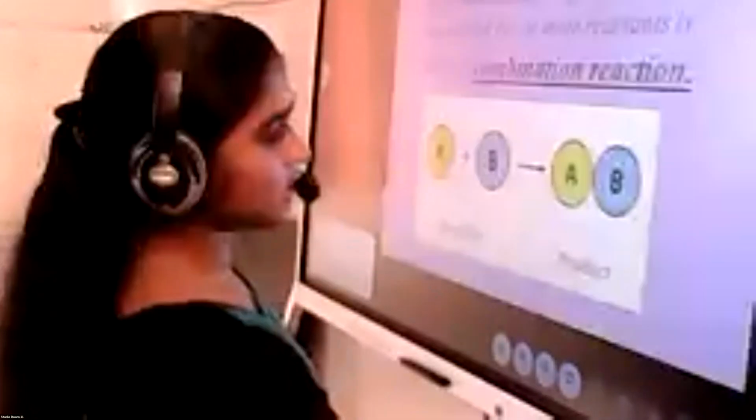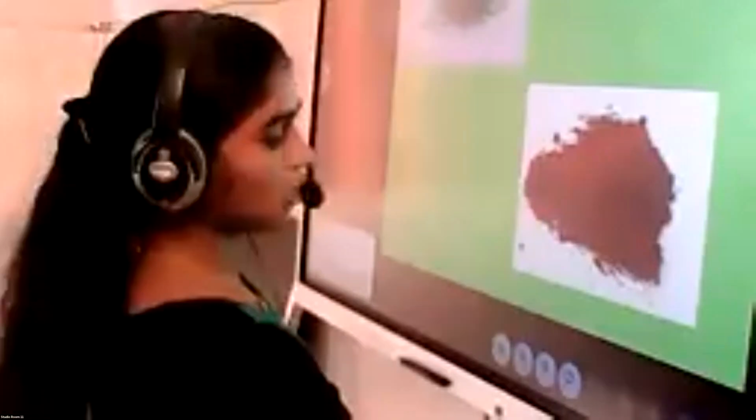Then which are the two types of ions? Cation and anion. Which is positively charged? Cation. And the negatively charged? Anion. Which are the two types of electrodes? Cathode and anode. Which is the positively charged electrode? Anode. Which is the negatively charged one? Cathode. Okay, very good.